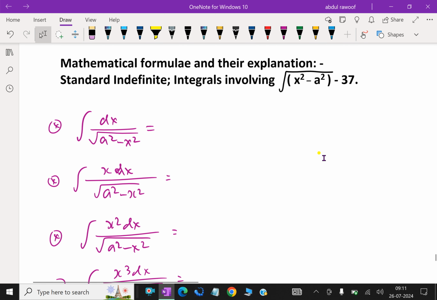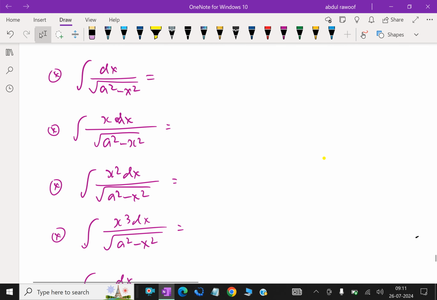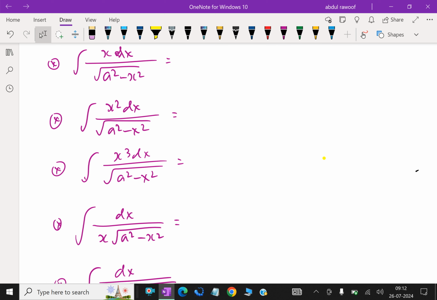In mathematical formulae and their explanation, standard indefinite integrals involving square root of a square minus x square. Look here. First, integral dx over square root of a square minus x square is sine inverse x over a plus c. Next one, integral x dx over square root of a square minus x square is equal to minus the square root of a square minus x square plus c.